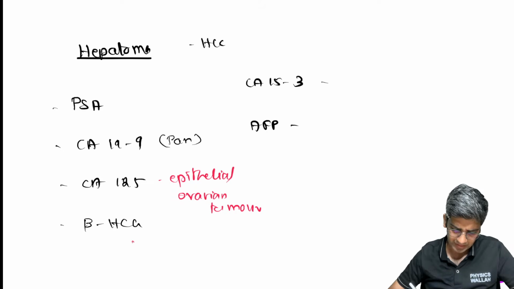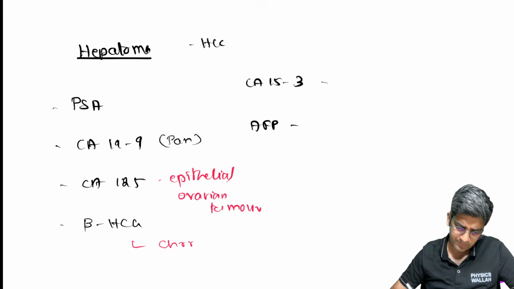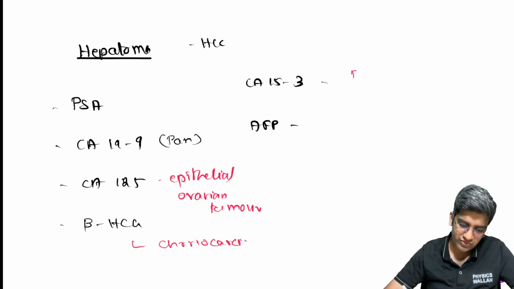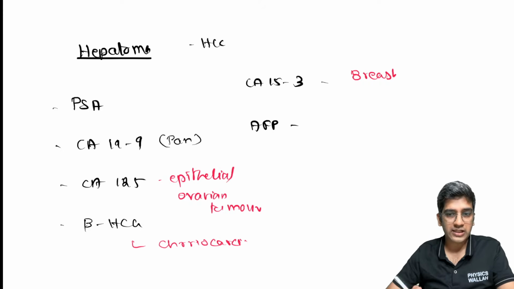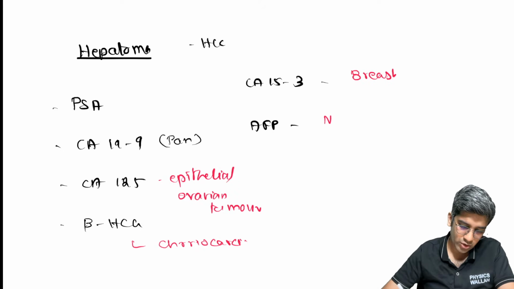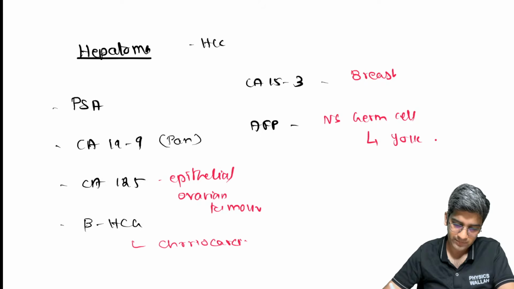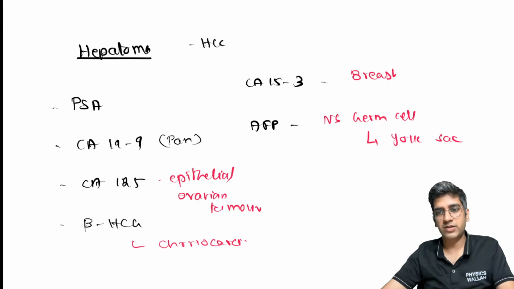Beta HCG, classically it's seen in choriocarcinoma. In case of choriocarcinoma, in case of hydatidiform mole, it's elevated. CA 15-3 is elevated in case of breast cancer. AFP, apart from hepatocellular carcinoma, that's a question. It's also elevated in case of non-seminomatous germ cell tumors of testis and ovary, especially yolk sac tumor. In yolk sac tumor also, it's very much elevated, right?